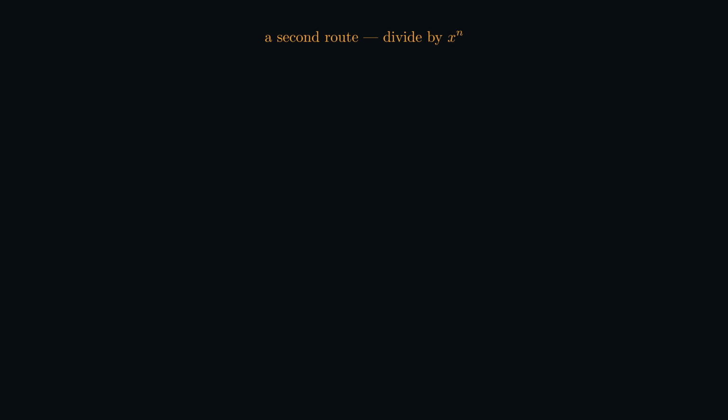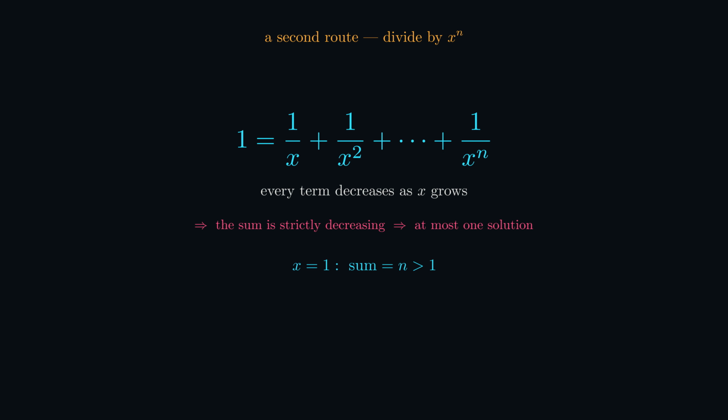There is a second route to the same conclusion, and it is prettier. For positive x, divide the whole equation by x^n. The leading term becomes 1, and every subtracted term becomes a reciprocal power. So the equation says 1 equals 1/x plus 1/x^2, and so on, down to 1/x^n.